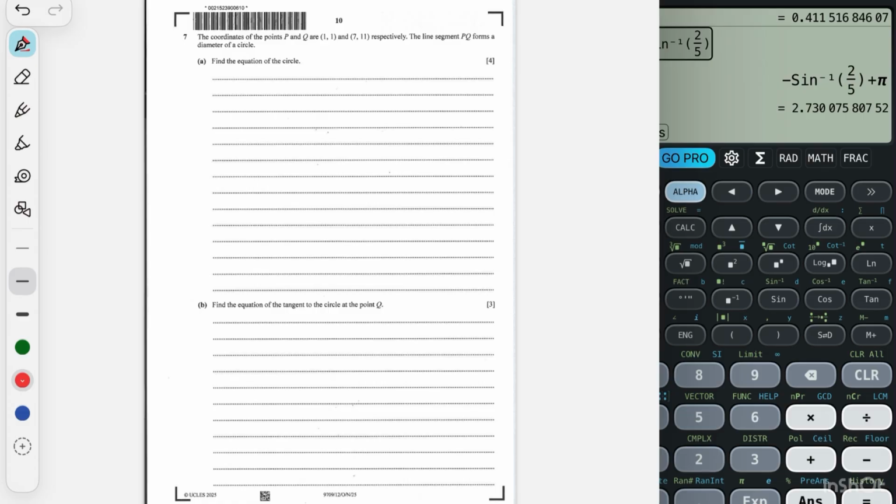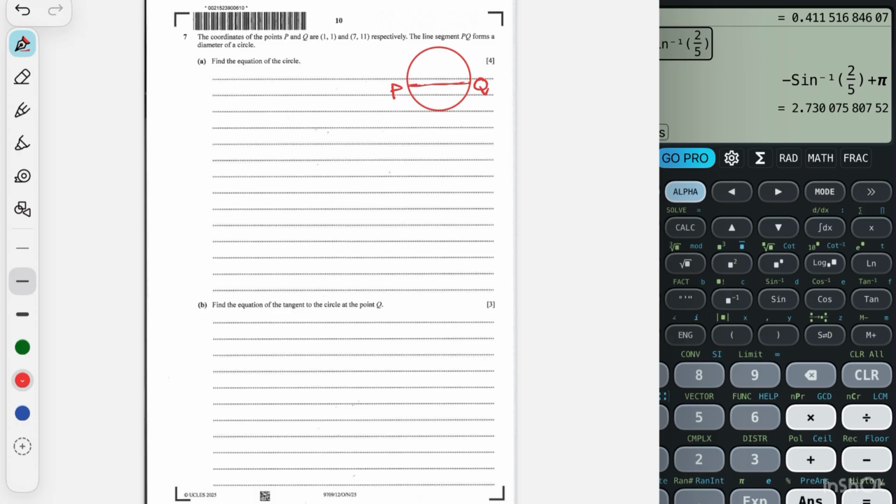The coordinates of point P and Q are these respectively. The line PQ forms a diameter. I always like sketching circular measure. So PQ forms a diameter. I'm just sketching. It's a sketch, it doesn't need to be accurate. So we're finding the equation of the circle.